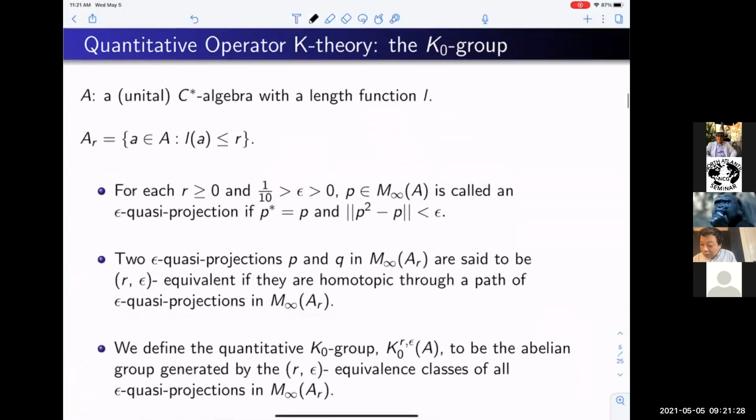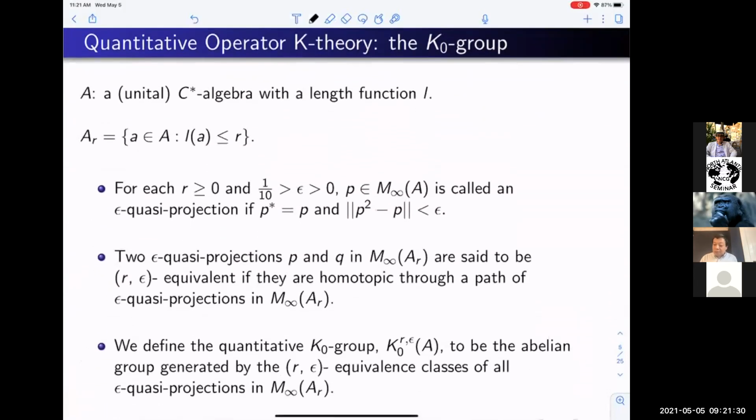Okay, so now I'm going to define so-called quantitative K-theory. It's very elementary. In a way, I want to restrict myself to K-theory elements in some scale, controlled by the length.